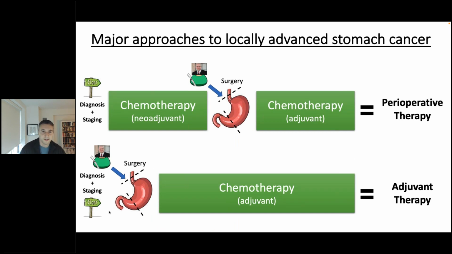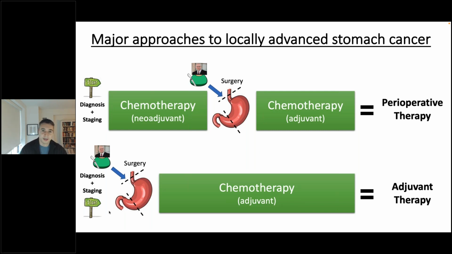This is a cartoon. That's Dr. Davis, who's an excellent surgeon. In case you don't know him, he's also the host of this symposium and webinar. This is broadly how we think about locally advanced stomach cancer. So you get diagnosed and you get staged, that's over on the left side. Then you get neoadjuvant chemotherapy, so that's your treatment before surgery. And then you get surgery, and then you get adjuvant chemotherapy. If you add all this strategy up, neoadjuvant plus adjuvant, that's called perioperative.